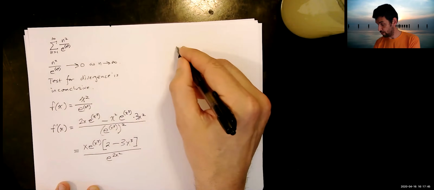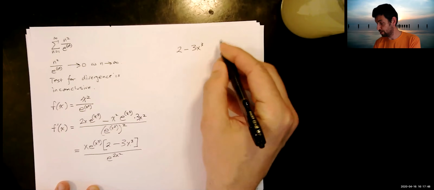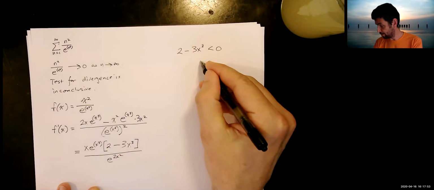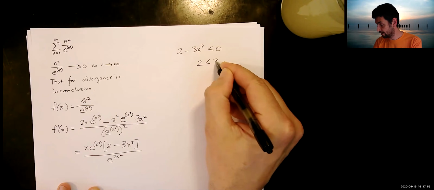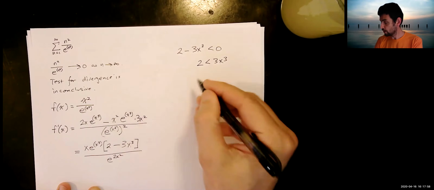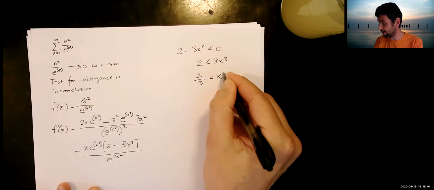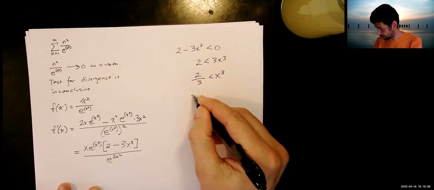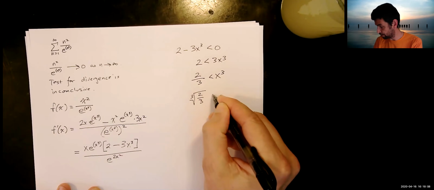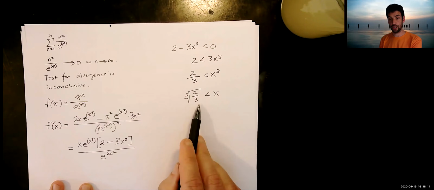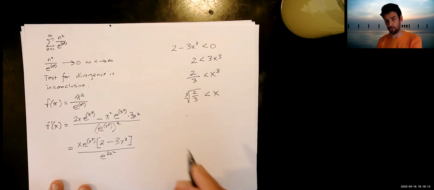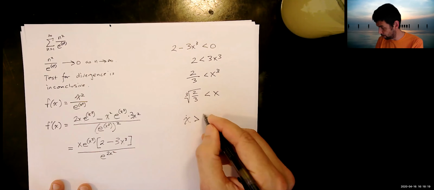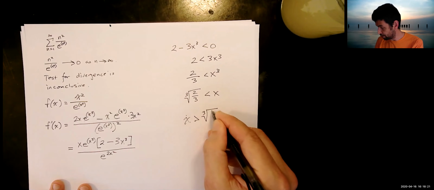So we want to know when is 2 minus 3x cubed less than 0, which is the same as saying when is 2 less than 3x cubed, or when is 2/3 less than x cubed, or when is the cube root of 2/3 less than x, right? Let's just write it in a nicer way. In other words, the derivative is negative whenever x is greater than the cube root of 2/3.